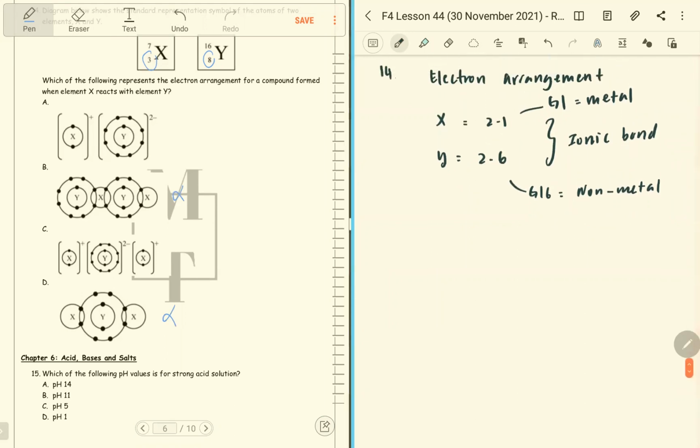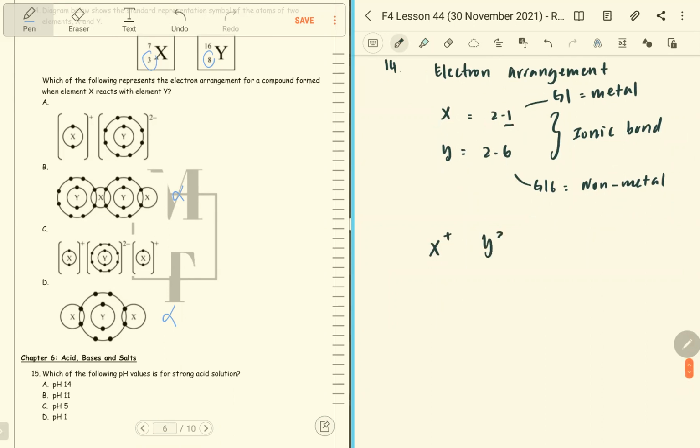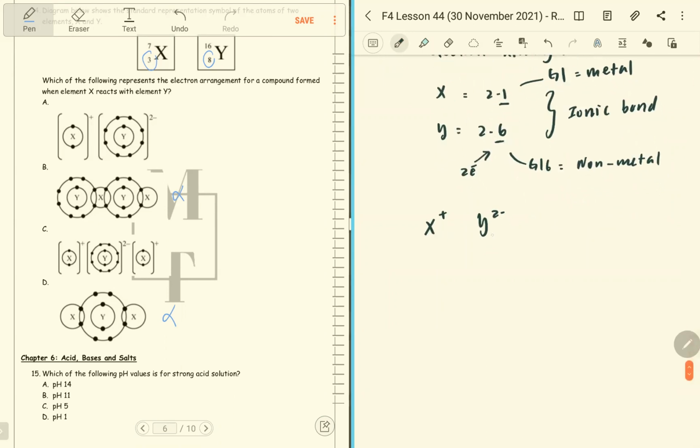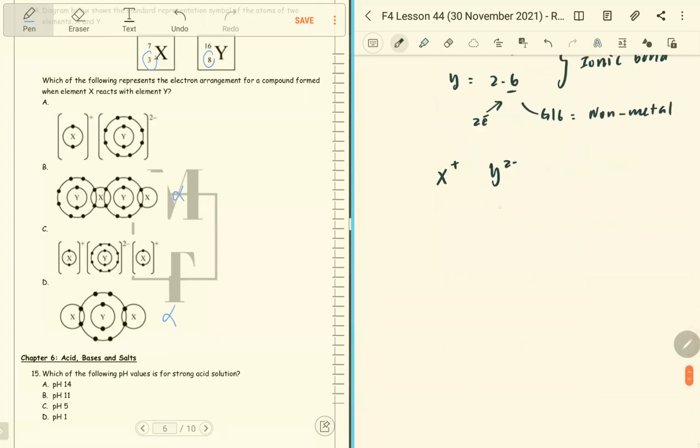So how to know what's the answer? First of all, we need to predict the chemical formula. We know X will become X plus because it will donate 1 electron to become stable. Y will become Y2 minus because Y will receive 2 electrons to become stable. And then you have to do the cross method, and you get X2Y. So this is our chemical formula for this ionic compound.